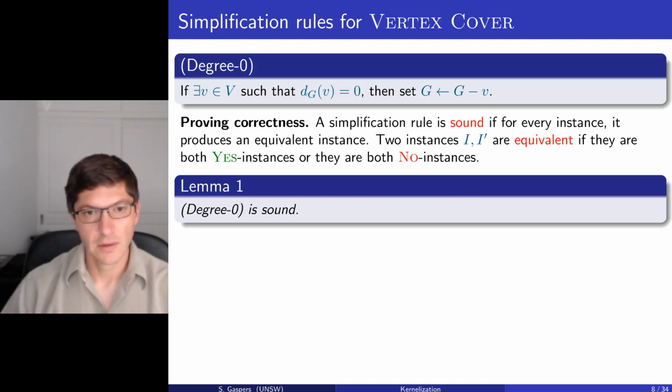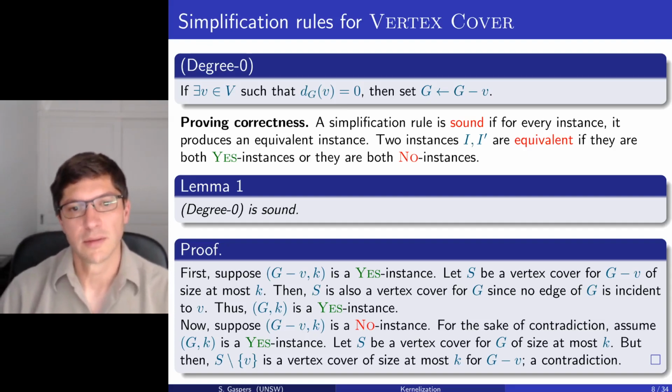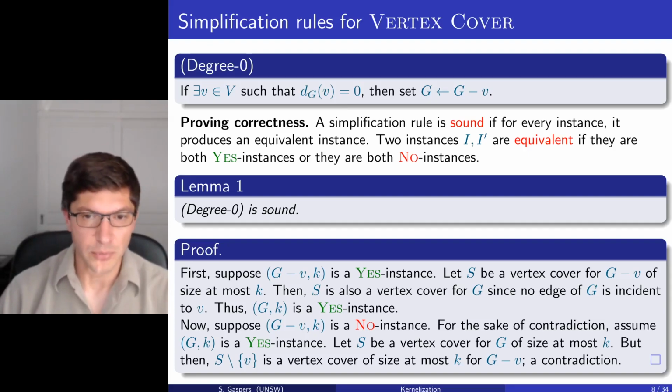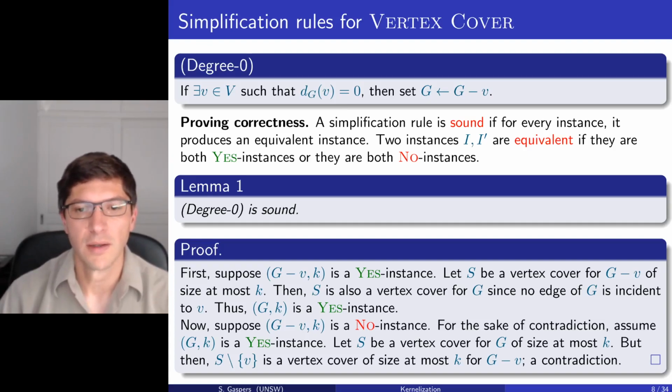Okay, so to prove that the degree 0 rule is sound, soundness is the same as correctness, we need to prove that the input is a yes instance if and only if the output is a yes instance. So the input to this rule and the output of this rule are equivalent. Okay, so first suppose that the output is a yes instance. So we'll prove that the input must have been a yes instance.